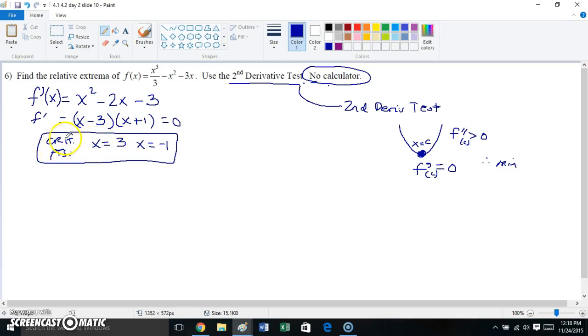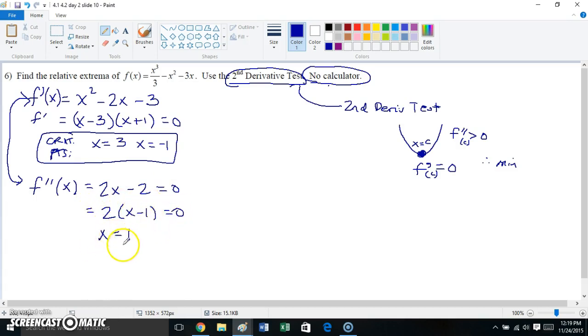Okay, so just using the first derivative test, I could make a number line and decide where it's increasing and decreasing, and then answer the question about maxes or mins. But they want us to use the second derivative test. So let's go ahead and take the second derivative. I'm going to come back to this form. So 2x minus 2. I'm going to look to see when the second derivative is equal to 0.